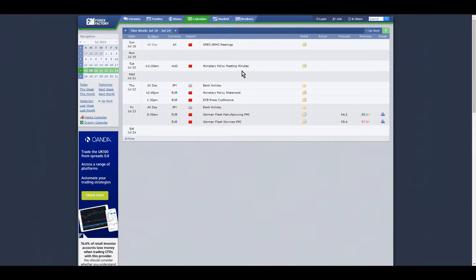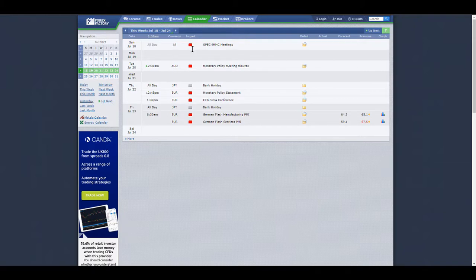Japanese bank holiday on Thursday. Not news, I know, but it's always good to know when potentially there's going to be some players missing from the market. Big news here for Euro, the monetary policy statement, so look out for that. These are all UK times. And then a little bit of further news on Friday with, again, bank holiday in Japan.